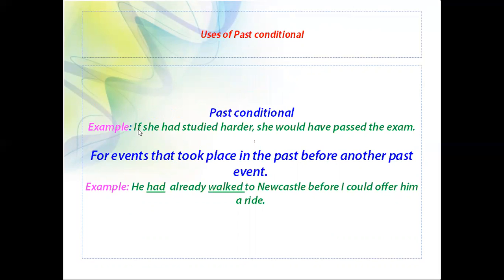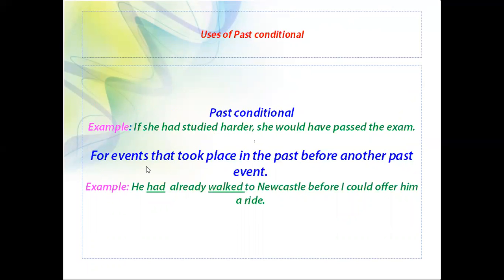For example, if she had studied harder, she would have passed the exam. If it is had, you should add would have in the main clause. You can already read this in the if class, the conditional class, so that we can use past conditional tense.